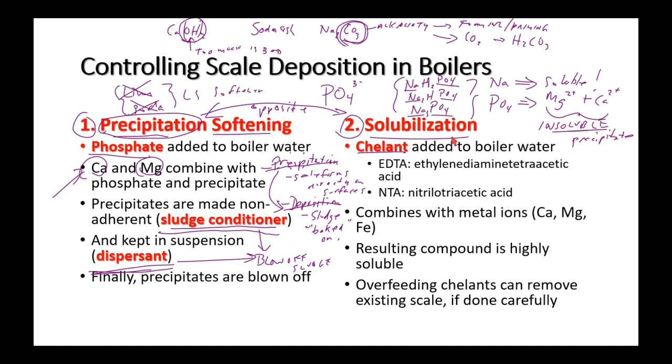We turn the calcium and magnesium into highly soluble compounds by adding EDTA, which is one form of chelant, and NTA, which is another form of chelant. And so what these things will do is combine with calcium and magnesium and iron and copper and other things too. But the main purpose is that we want it to combine with our calcium and magnesium compounds and form a highly soluble compound that will not precipitate. Ain't that neat? So they're really kind of like opposite processes.